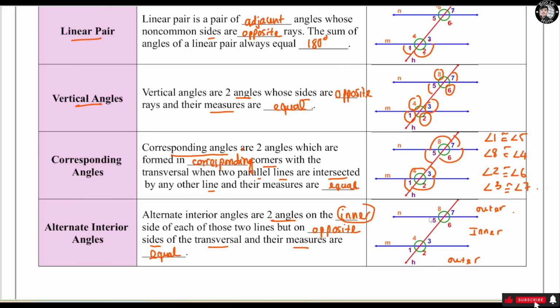That's it, right? This one right here, angle 3 and angle 5 are alternate interior angles. So angle 3 is the same thing as angle 5, right? Angle 4 and angle 6 right here, right?